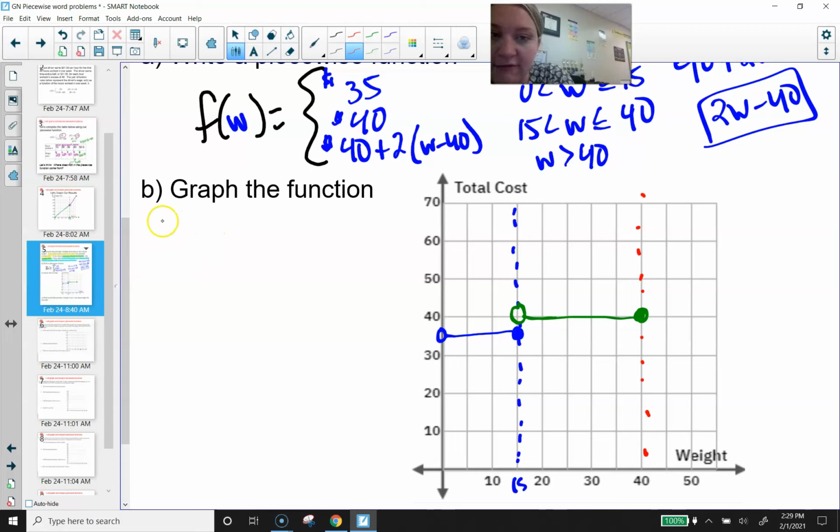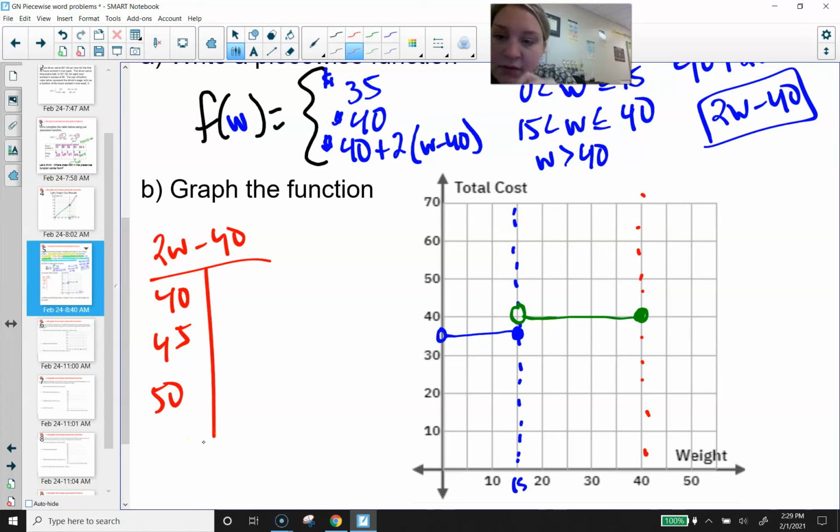So we can use 2W minus 40. This is only for a weight that's bigger than 40, so we're going to start at 40. Let's do 45, and let's do 50, like that. All right, 2 times 40 is 80. 80 minus 40 is 40, so that's where we start. Remember, this is going to be an open circle, like that.